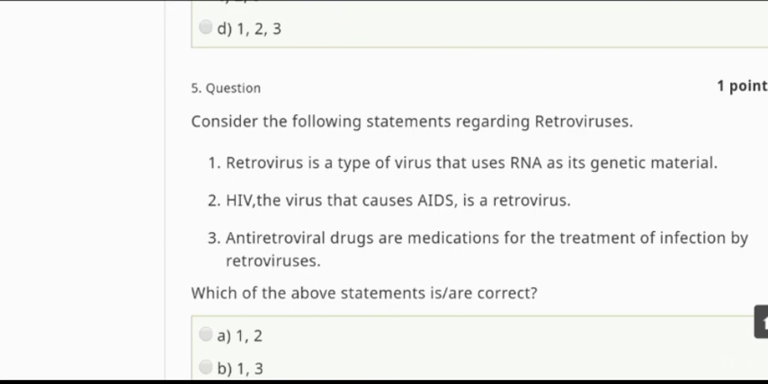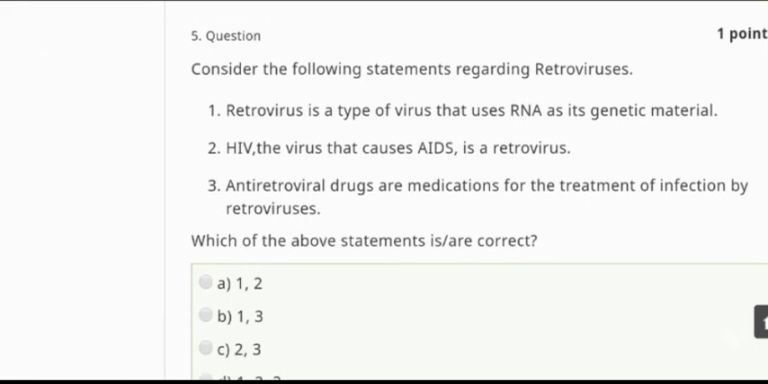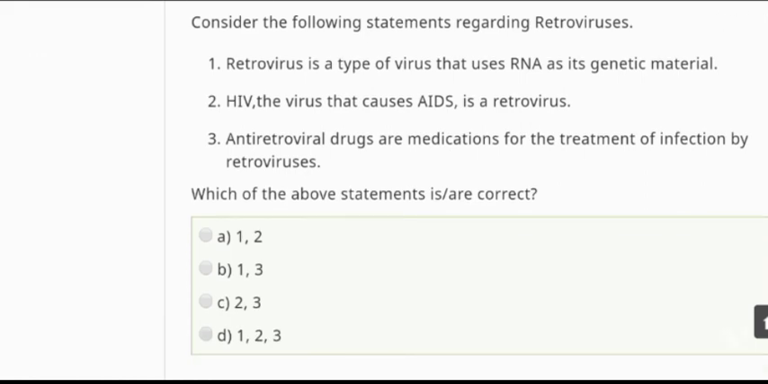Now we see first, second and third options all are correct. If you don't know this, learn this today. Retrovirus is a type of virus, uses RNA as a genetic material, uses the enzyme reverse transcriptase to convert RNA into DNA, and then makes other DNA its host and replicates it. HIV is the example of retrovirus, and HIV causes AIDS. Antiretroviral drugs are used to treat it. So you should learn. Now first, second, third options are correct.